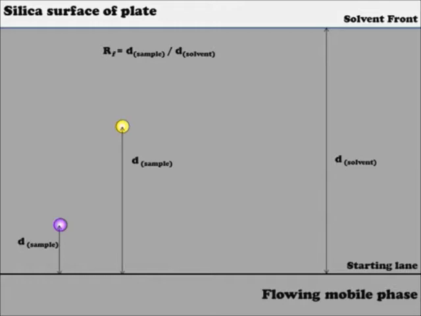The RF of our yellow material would be larger than that of our purple material, indicating that it's expected to move at a higher rate and therefore a greater distance, and therefore must be a lower polarity material than the purple compound.